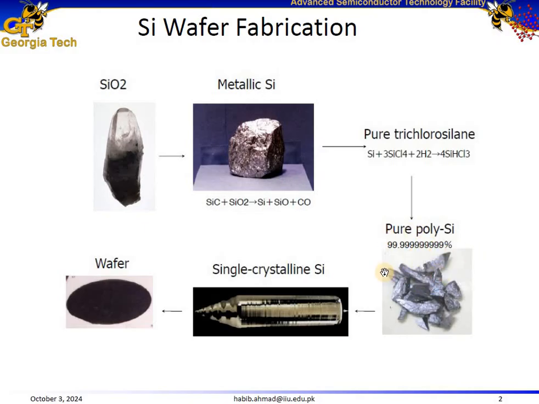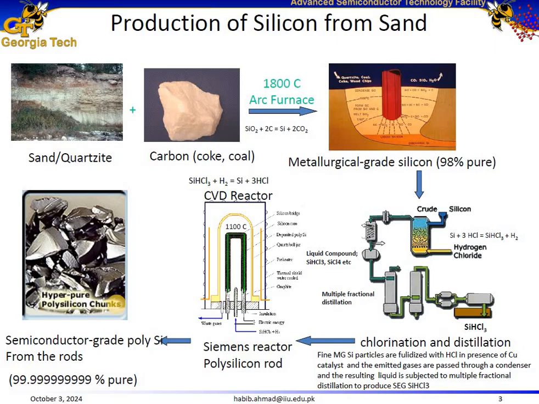In order to convert it into single crystalline silicon, we have to process it through either Czochralski's growth method or float zone technique, which are the primary methods for converting the polycrystalline silicon into single crystalline silicon ingots. And then through further processing, dicing and polishing, etc., this single crystalline ingot is then further converted into wafers. So this series of transformations turns raw silicon dioxide into ultra pure silicon wafers essential for electronics.